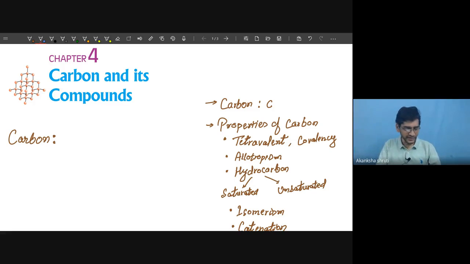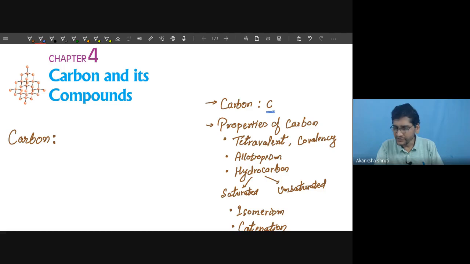Good evening, students. Today we are going to start our new chapter of chemistry called carbon and its compound. The content of the chapter is like this. We have to learn about carbon. What is this carbon? What is its atomic number? What is its mass number? What is the electronic configuration of carbon? What are the other important properties of carbon?